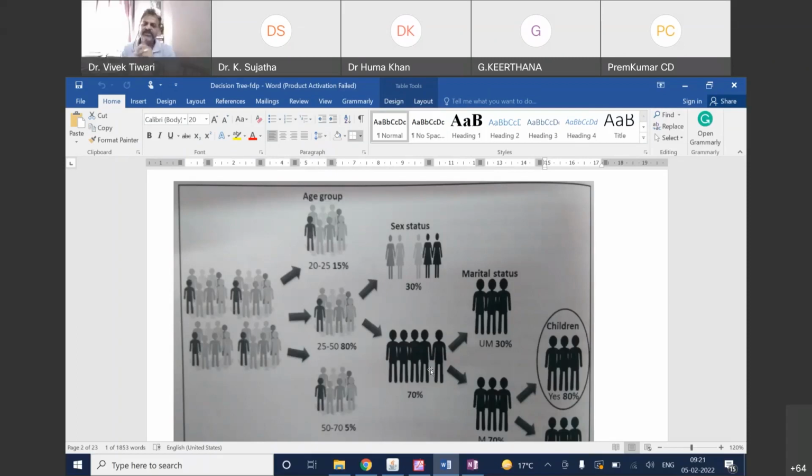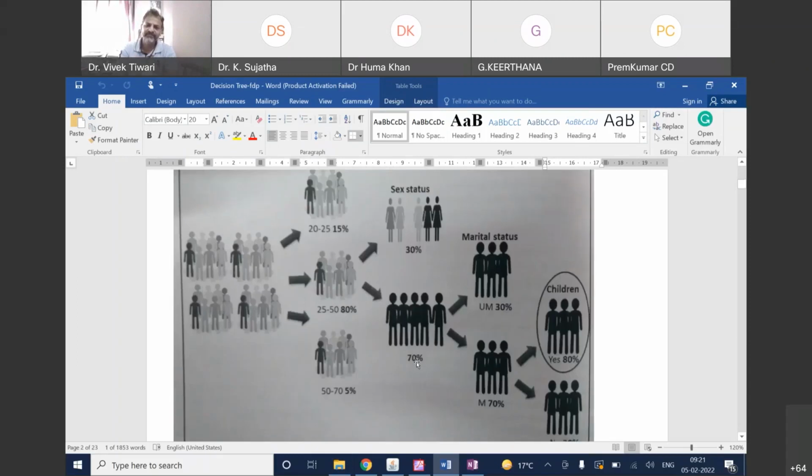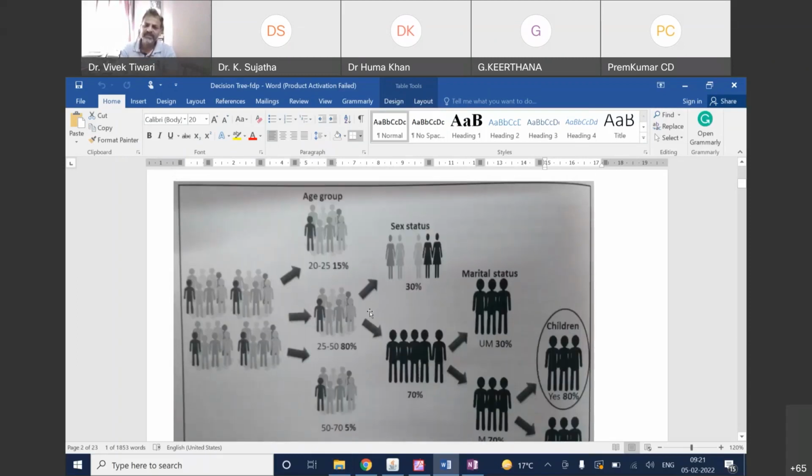Same question again: which group will you select for further processing, or on whom can you focus? The males. I think it is very clear, because there is a higher chance of success if you contact them. There's a 70% chance there. I think everybody agrees. Then at the next level, you select this group because of the 70% chance of success.